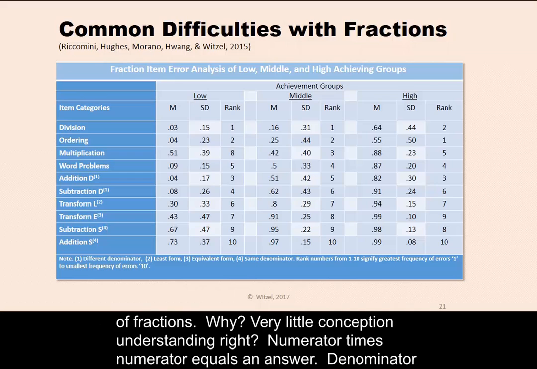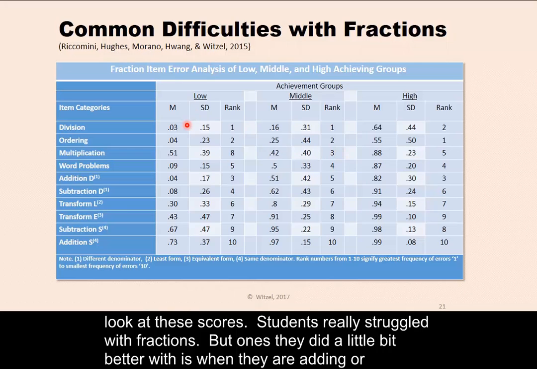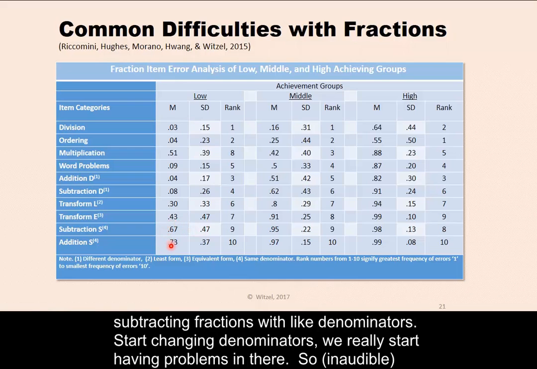Very little conceptual understanding, right? It's numerator times numerator equals an answer. Denominator times denominator equals an answer. They actually did better even than the middle achieving groups in mathematics. But take a look at these scores. Students really struggled with fractions. The ones they did a little bit better with is when they are adding or subtracting fractions with like denominators. Start changing denominators, and we start really having problems in there.